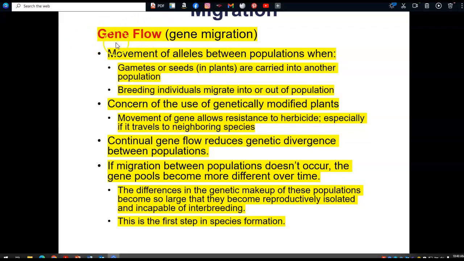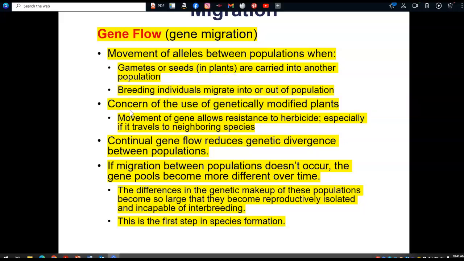So gene migration and gene flow are the same thing, and it just means the movement of alleles between populations. In plants, this would be when gametes, like pollen grains, which contain the sperm, or seeds are carried into another population by the wind, for example, or by bees, birds, butterflies, or other pollinators. But in animals, it would be when breeding individuals migrate into or out of the population. So this is called gene flow when this occurs.